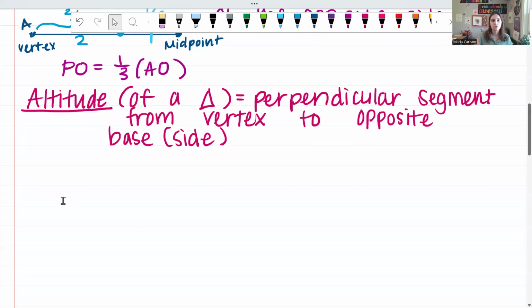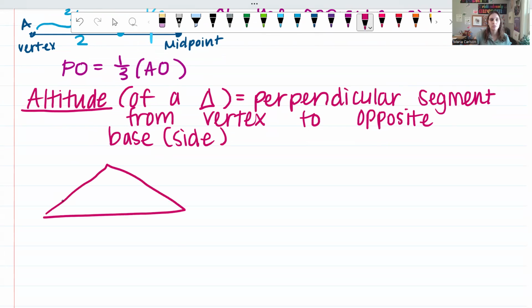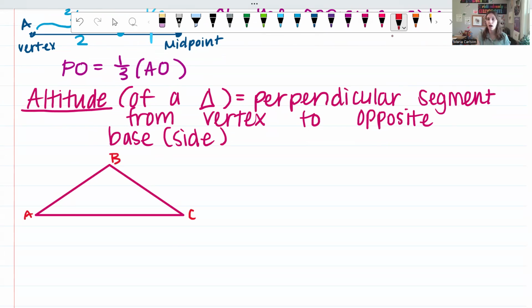So let's just draw a generic triangle here. In this triangle, we can find the altitude. This is A, B, C. I can find the altitude from any vertex to the opposite base. So if I want to find the altitude from B to AC, that is the perpendicular distance from B down to that side, right? So that would just be straight down to AC.